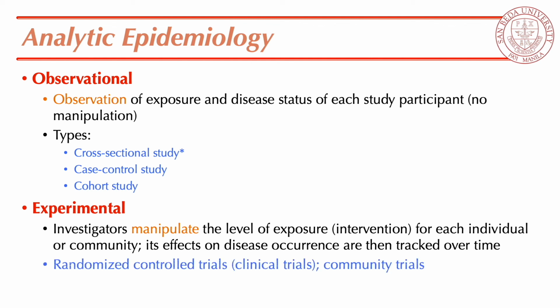Now, clinical trials and community trials are study designs included under this group. The hallmark of experimental research is randomly assigning participants to different treatments, as you have learned under Medical Research 1. Now, with clinical trials or randomized controlled trials, individuals get randomized to treatment groups, as opposed to community trials wherein whole communities get randomly assigned to treatment groups.